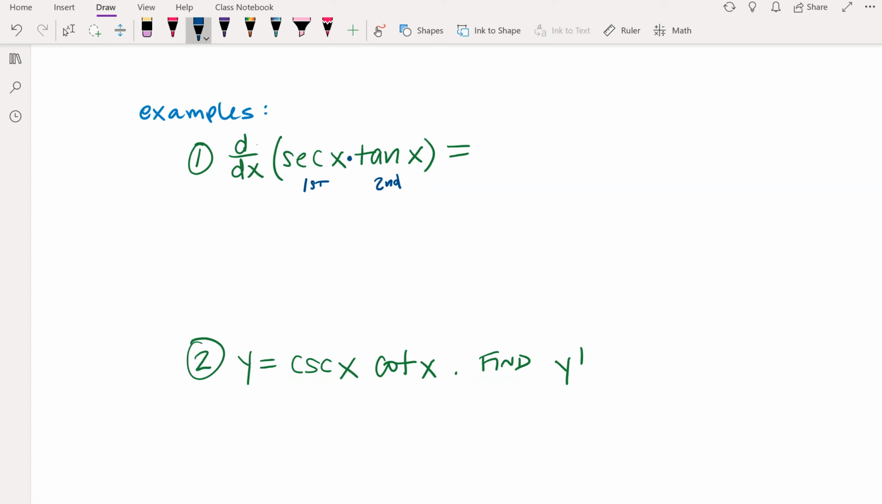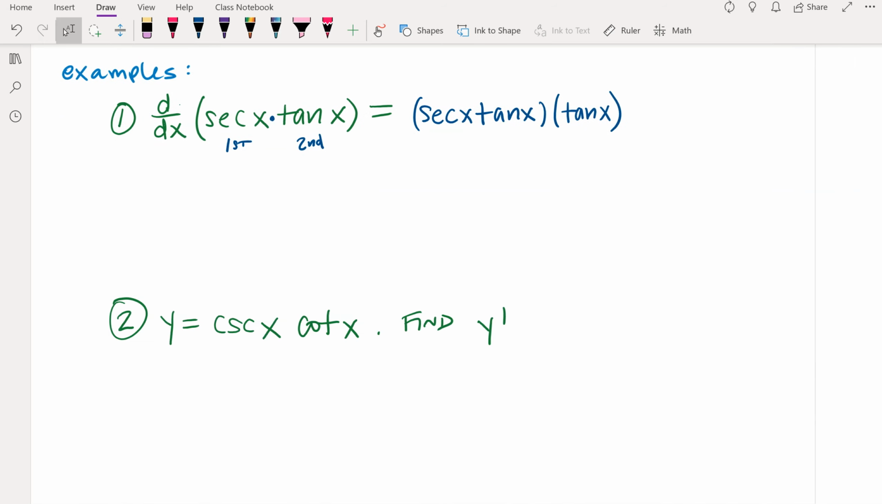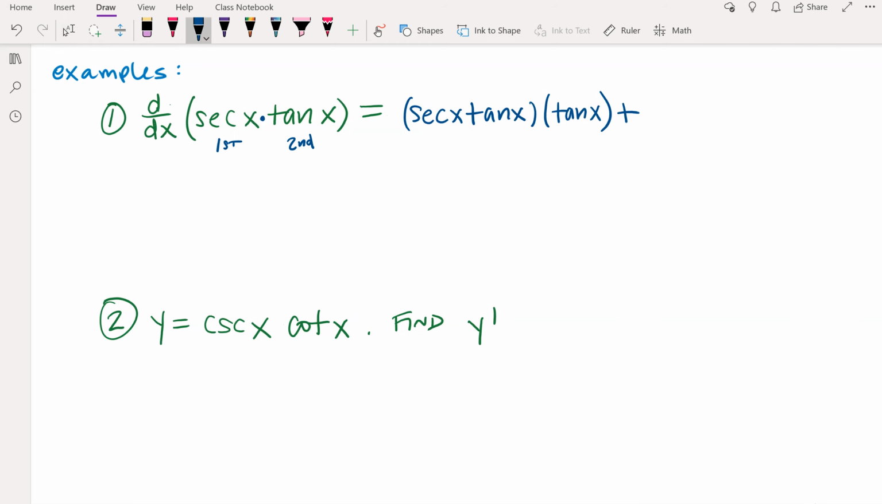Okay, so here we go. Derivative of the first: the derivative of secant is secant tangent. Times the second, which is tangent x. We're not taking any derivatives, we're just multiplying by the second function. And then plus the derivative of the second, the derivative of tangent is secant squared x, times the first. What did we start with? Secant x.